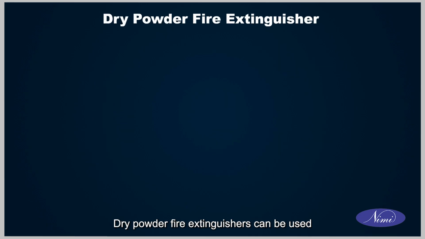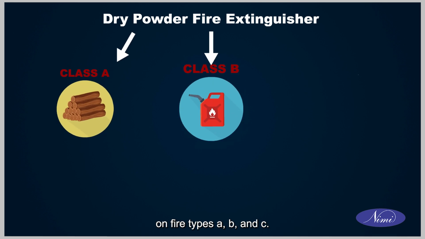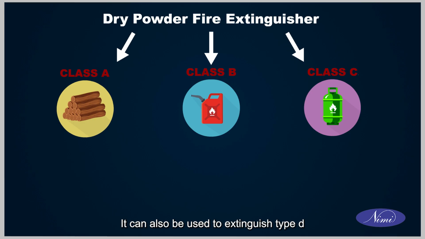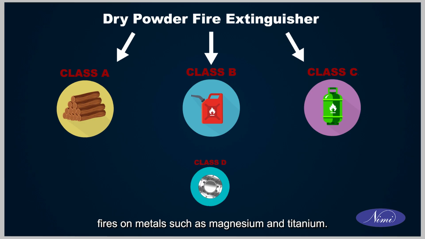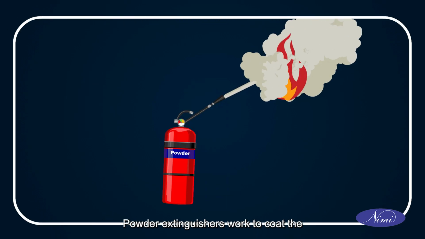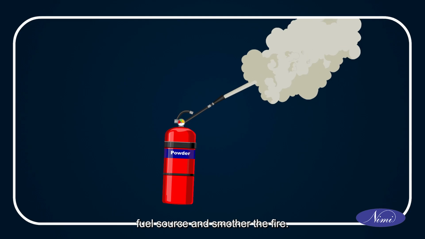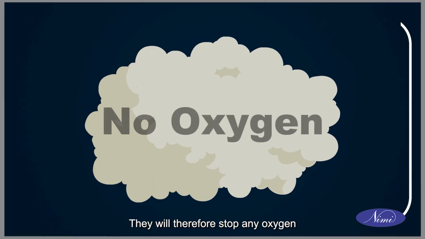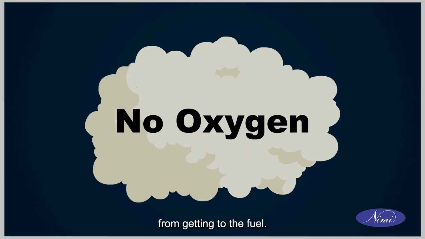Dry powder fire extinguishers can be used on fire types A, B, and C. It can also be used to extinguish type D fires on metals such as magnesium and titanium. Powder extinguishers work to coat the fuel source and smother the fire. They will therefore stop any oxygen from getting to the fuel.